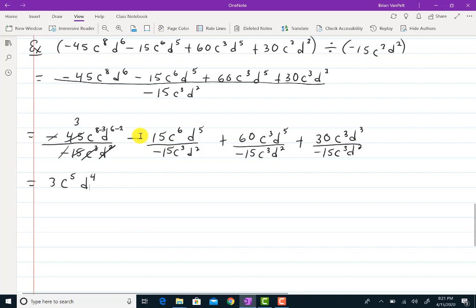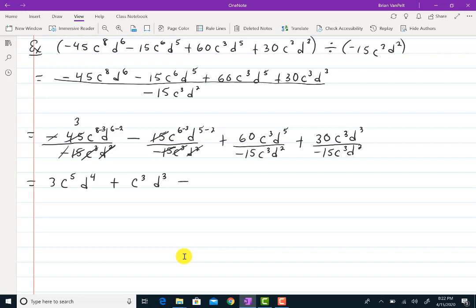The next one, these two negatives will cancel, so we'll have a plus. 15 cancels itself away. C to the 3rd can be divided into c to the 6th, leaving me with c to the 3rd. And then we can do d, subtract 2 from that exponent, and that gives me d to the 3rd. So I got c to the 3rd, d to the 3rd.